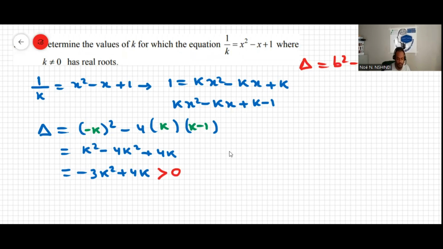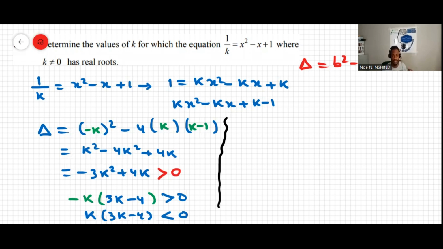So we can move the -3k² over. That makes 4k greater than positive 3k². We can just reverse the order now. Why did I do that? We could factorize, okay? Let's just factorize here. Let's take negative k as common factor. So negative k times (3k minus 4) must be greater than 0. Now this can also mean positive k(3k minus 4) is less than 0, if we times the whole equation by -1. When we move the negative, the inequality will change also. So I prefer to work with this.